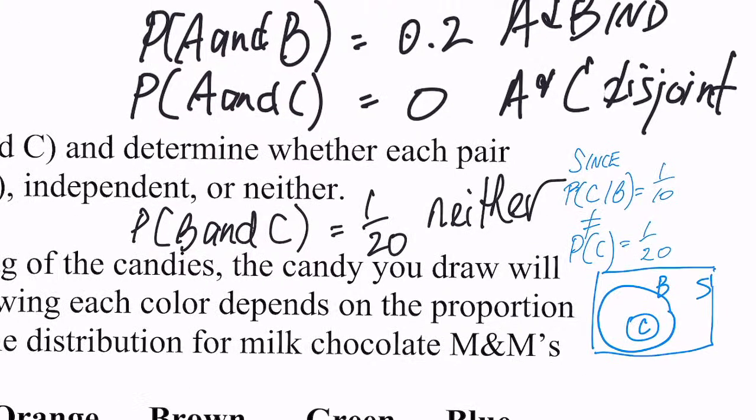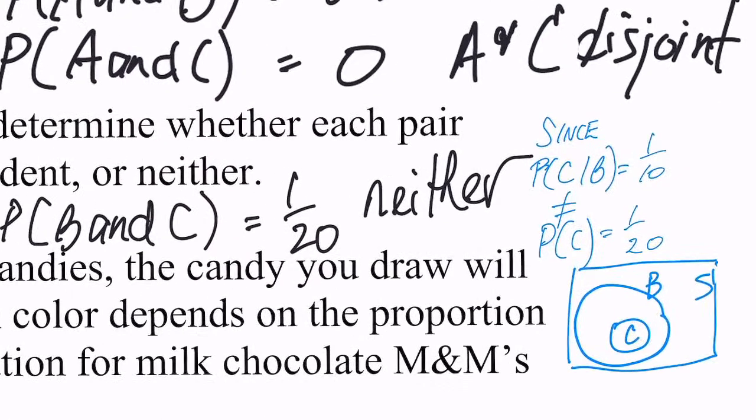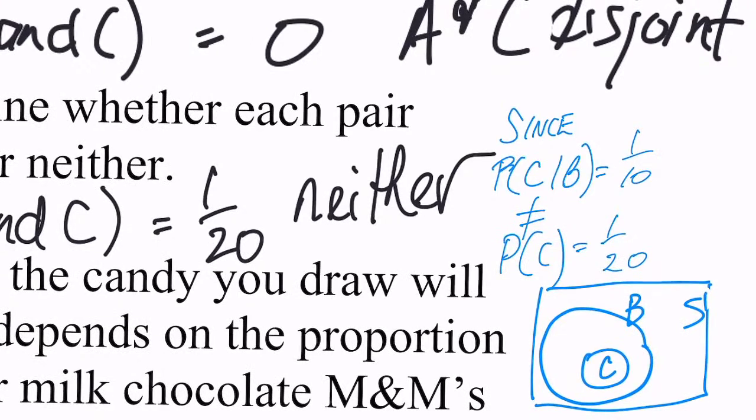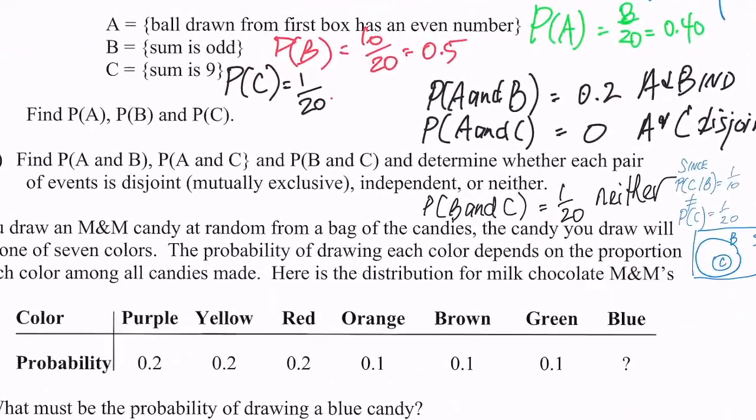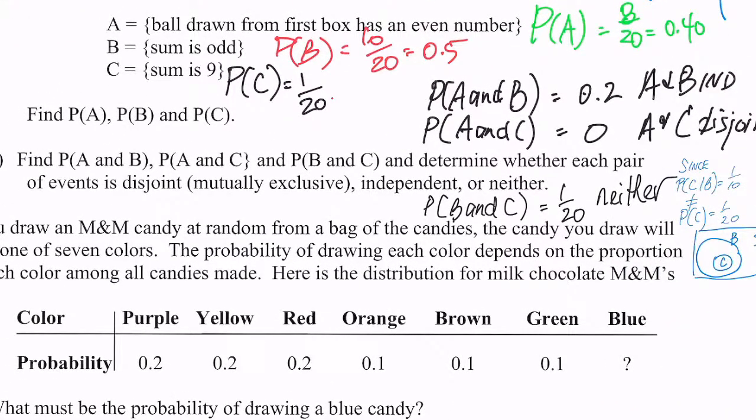Okay, questions? So that's all I want to do with that. You have a lot of other questions there to tackle. This was probably the more challenging one. The rest are straightforward. Just takes some time to work on. Okay. So now I want to go to Bayes' theorem.